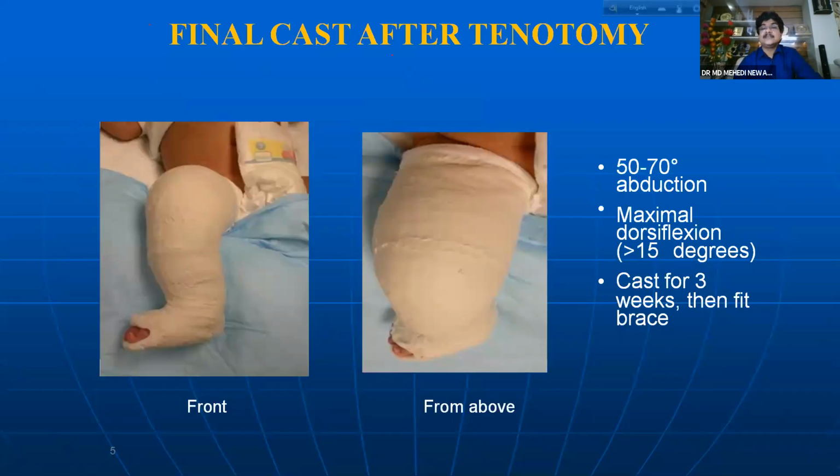And the final cast is like this, from the frontal side and from above: 50 to 70 degrees abduction, maximum dorsiflexion 15 degrees. We keep this cast for 3 weeks, then fit the brace.